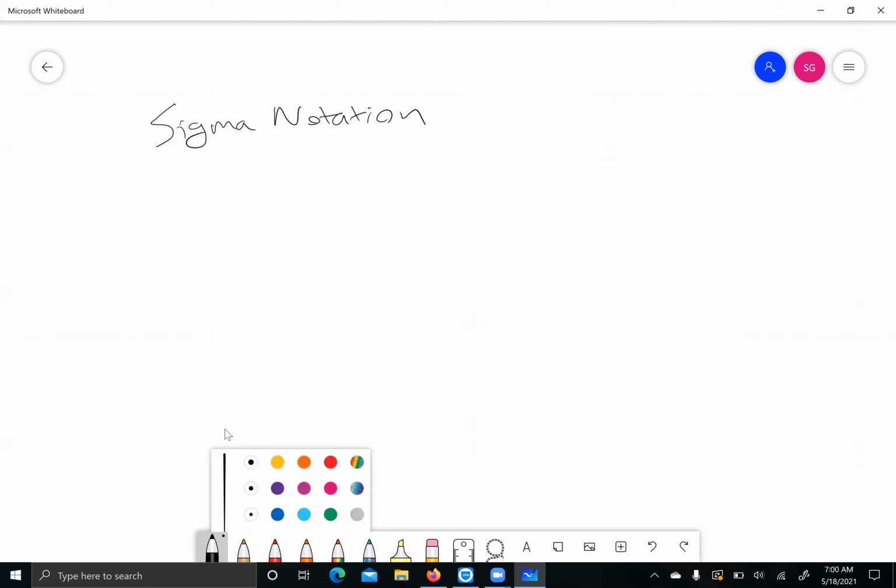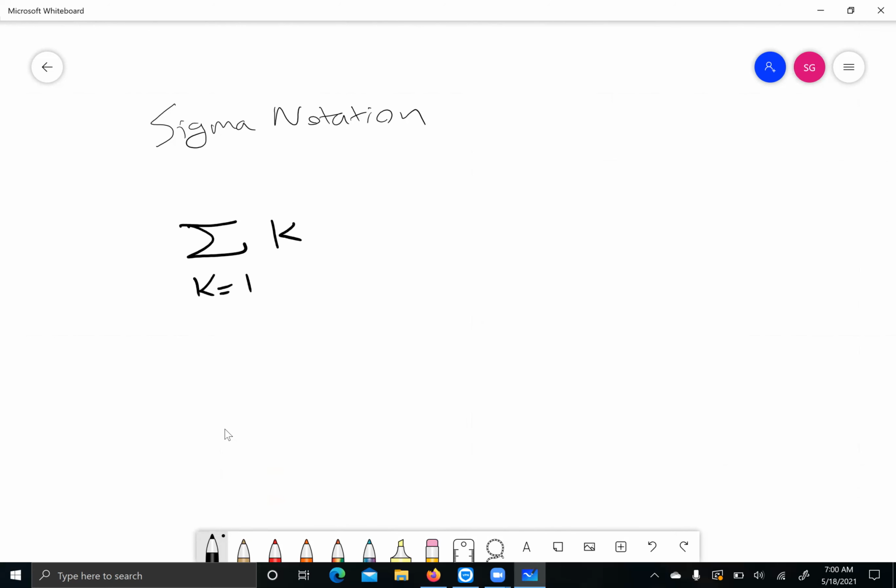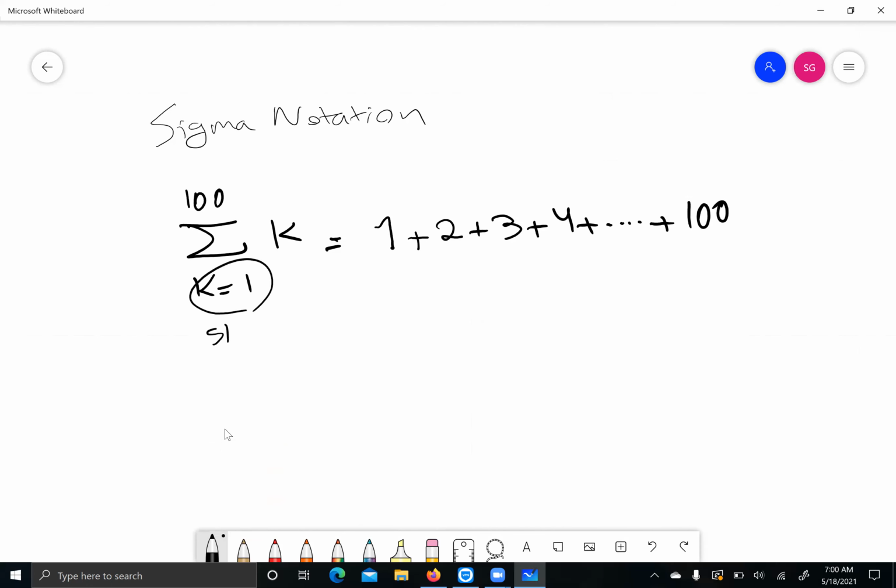Okay, so sigma notation. What is sigma notation? For example, when you say sigma of k from 1 to 100, that means sigma is summation, addition. So add values starting from 1. Add 1, go to 2, to 3, to 4, up to 100. So this is the starting point.